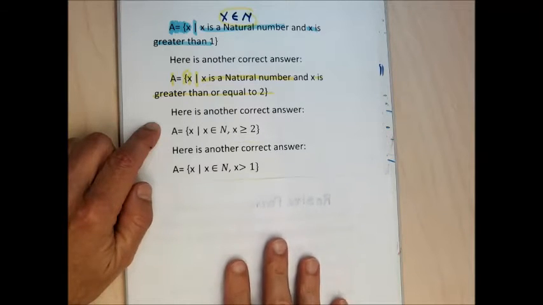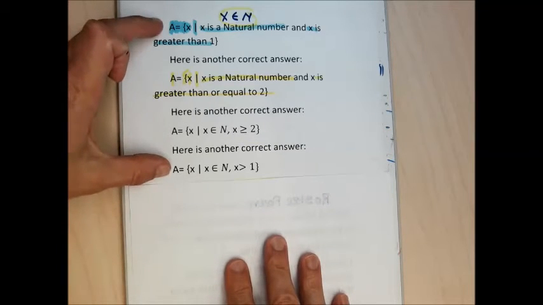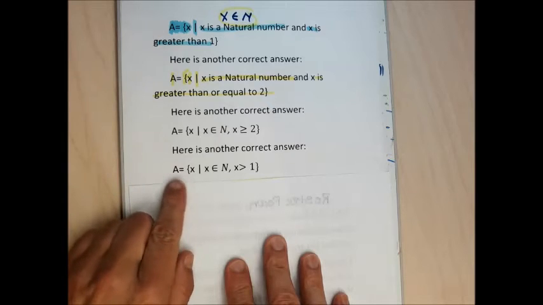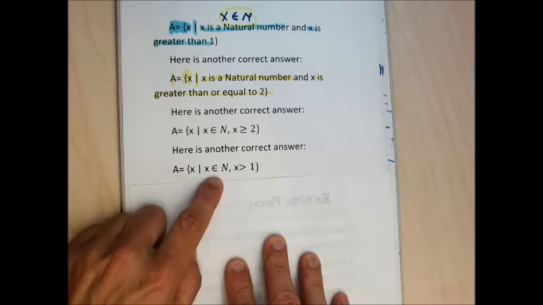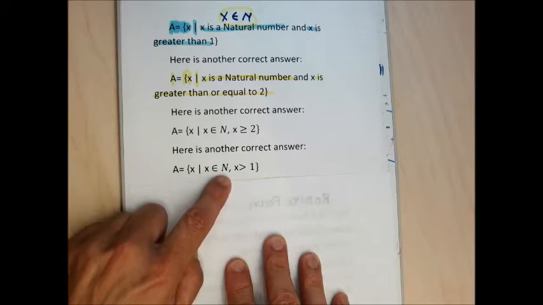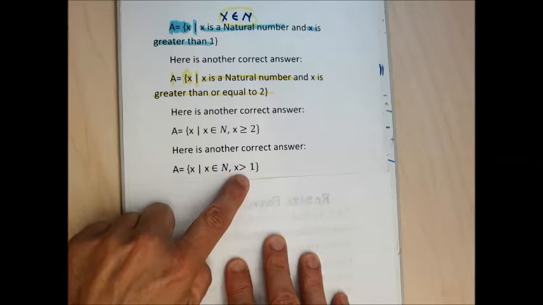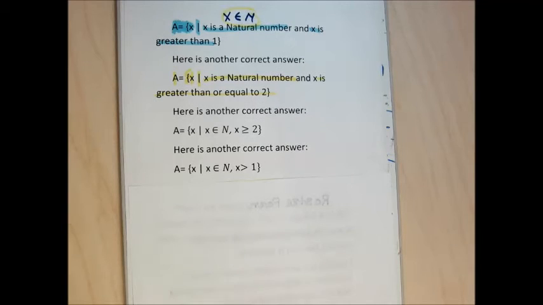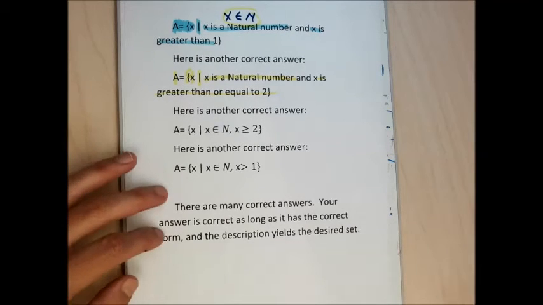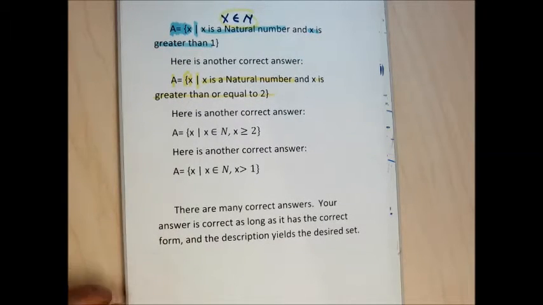And then the last way that I wrote it is kind of more equivalent to the top way. So I started off, A is the set of all x with the property that, I'll say x is a natural number, and x is greater than 1, doesn't include 1, so it starts with 2. All four of those mean the set A, which is 2, 3, 4, 5, 6, 7, 8, 9, and so on forever. And there's probably other correct answers that I didn't come up with.